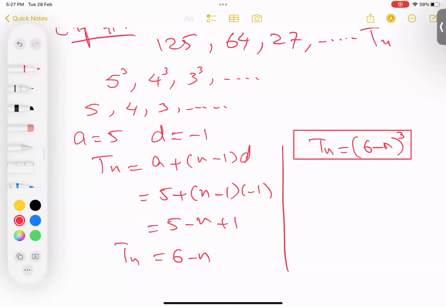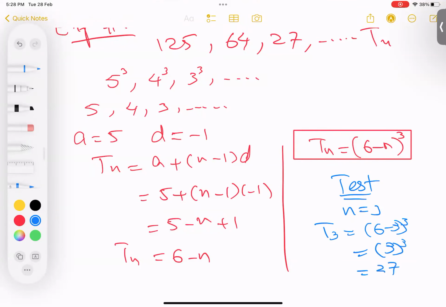And there is no need to test this, but if you want to check, a small test only, there is no need to show the examiner. I want to test the third term. So I will plug in n as 3. On the left side I get T3, on the right side 6 minus 3 to the power 3. And 3 to the power 3 is what? 3 into 3 into 3 is 27. So it's proved. So Alhamdulillah Rabbil Alameen. I hope you got the point clear.